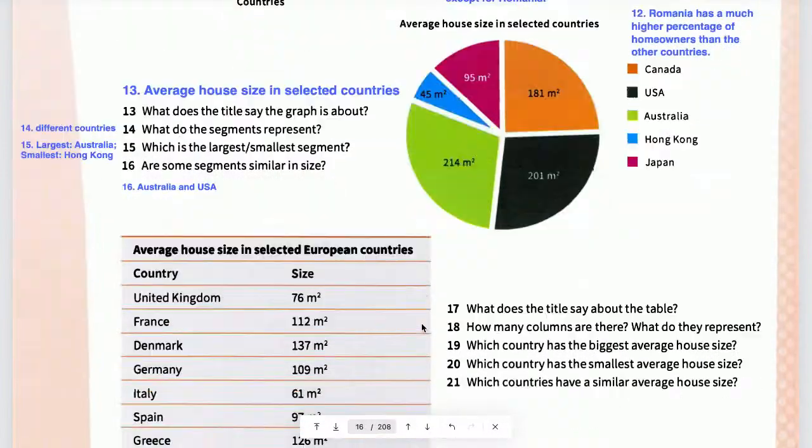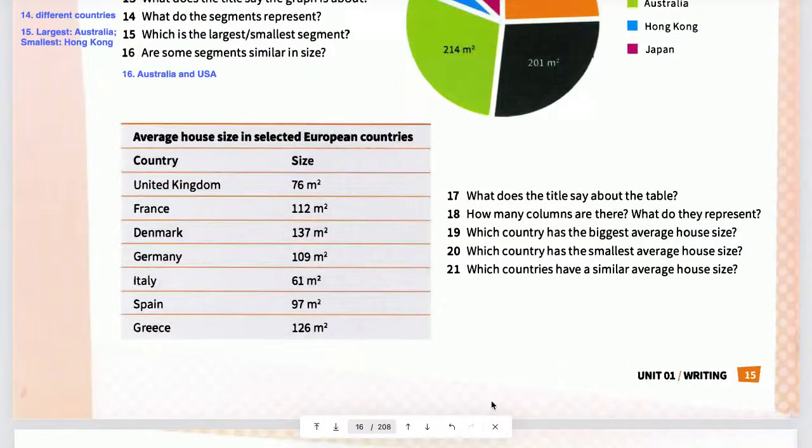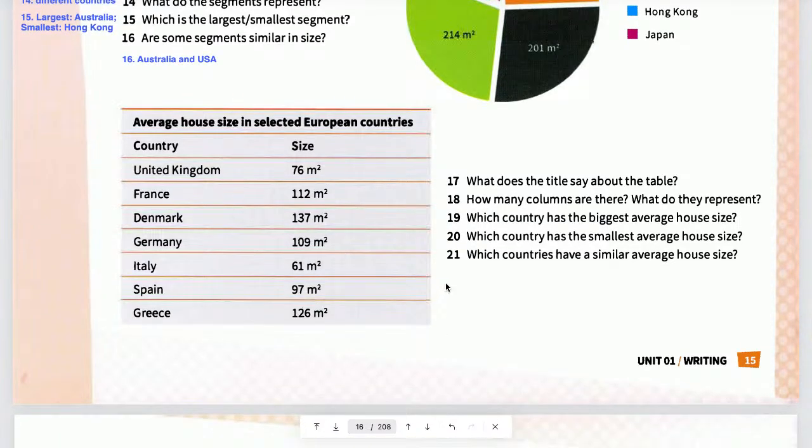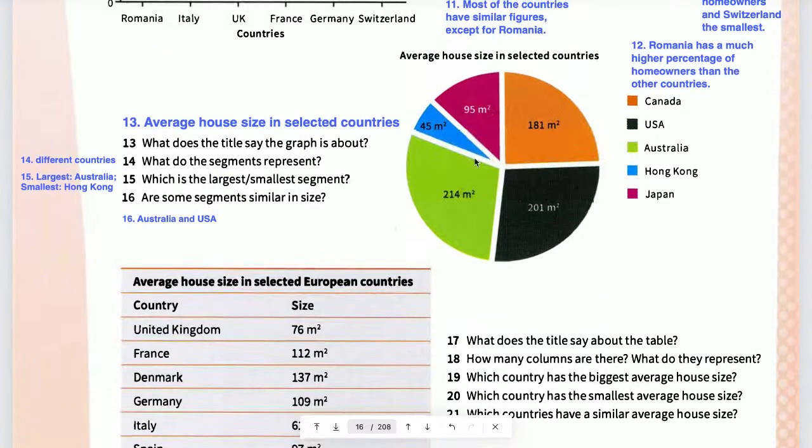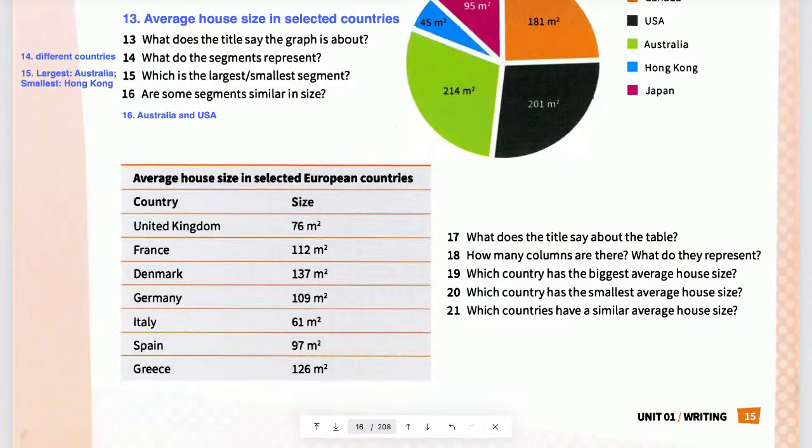Now let's move on to the next one. So here is what we call a table. Above we have a pie chart. Now we have a table. Number 17, what does the title say about the table?